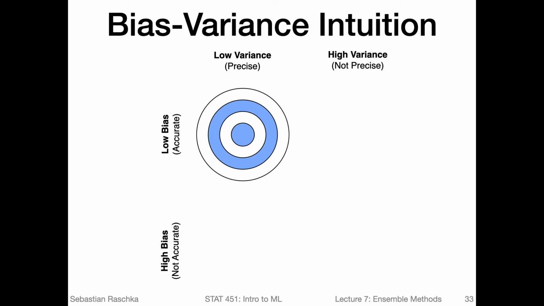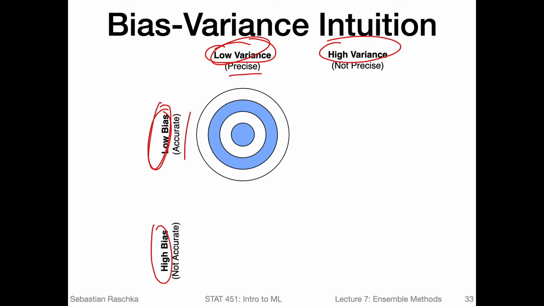So let's briefly go over the intuition behind the bias and variance decomposition, ignoring the noise term for now. There are 4 different combinations. We have the low variance setting with low bias, which is the ideal scenario. We have the high variance and high bias scenario, which is the worst case scenario. And we also have the other 2 combinations. The low variance and low bias case would be a case where a model is precise and accurate.